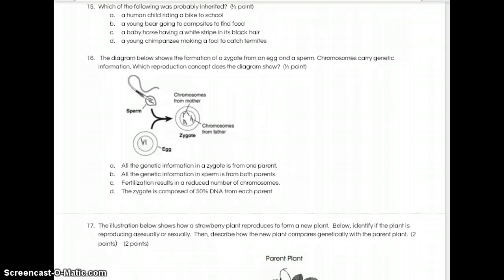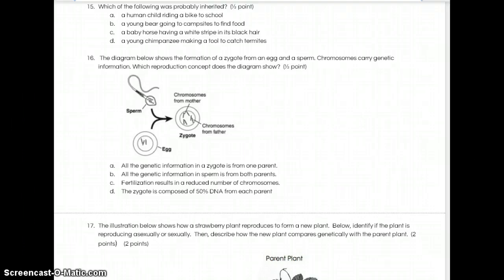Number 16. The diagram below shows the formation of a zygote from an egg and a sperm. Chromosomes carry genetic information. Which reproduction concept does the diagram show?